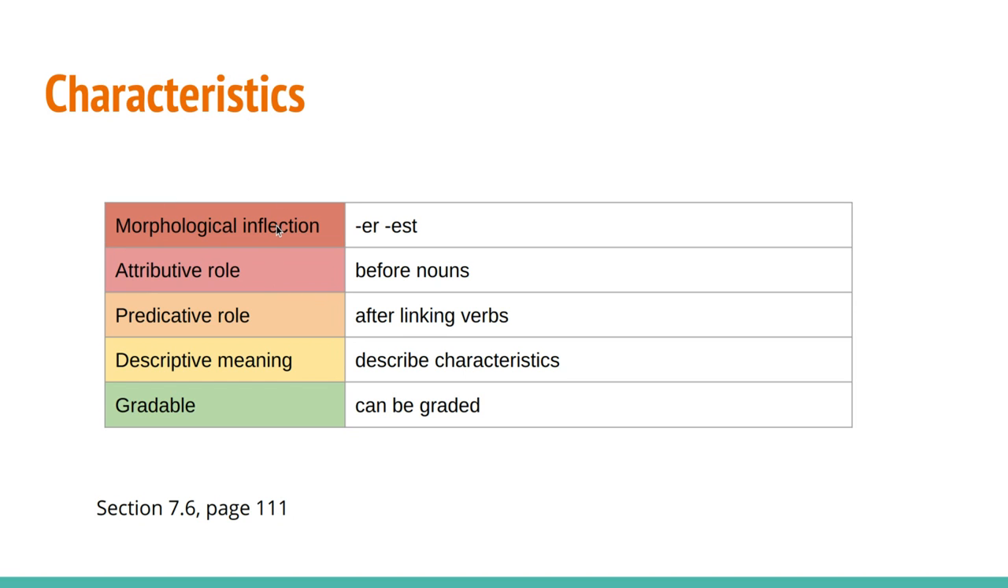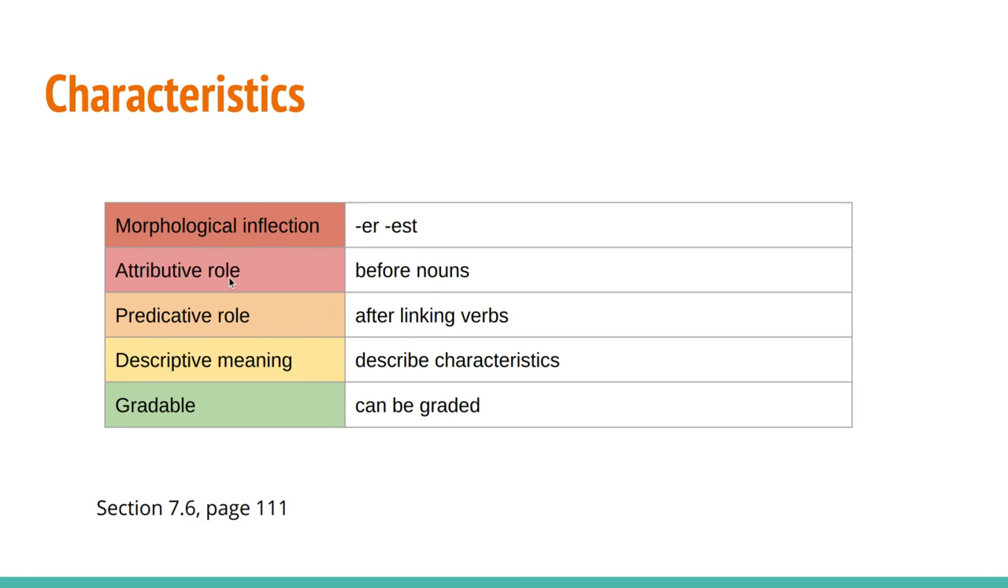You will see that if an adjective adds a morphological inflection, it's because it's gradable. But the fact that it's gradable doesn't mean that it will add a morphological inflection. So going back to the irregular example, not the regular one, we say intelligent. He is more intelligent than. So I'm grading that adjective, but it doesn't take the morphological inflection.